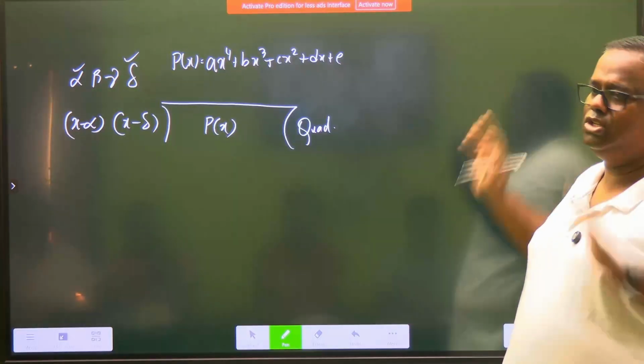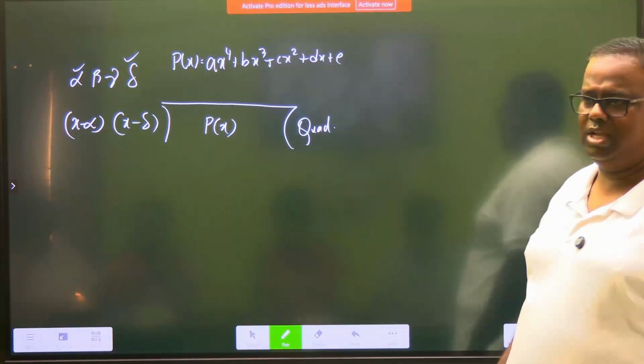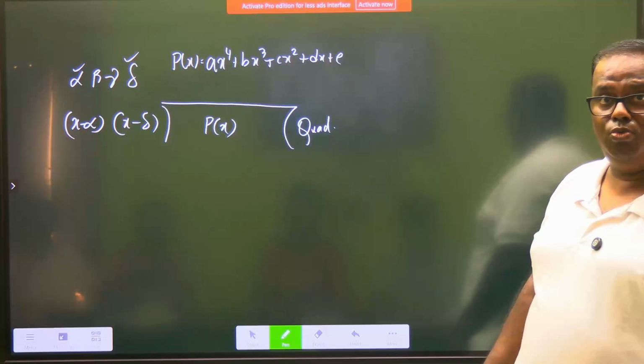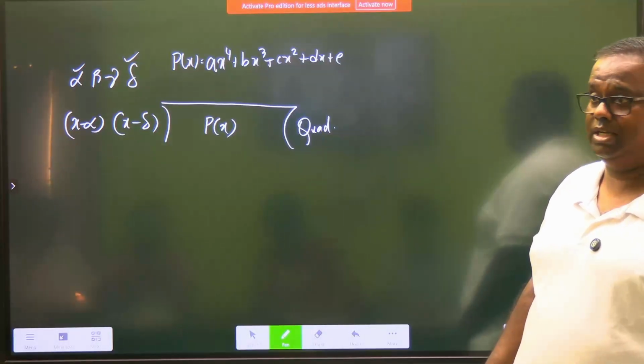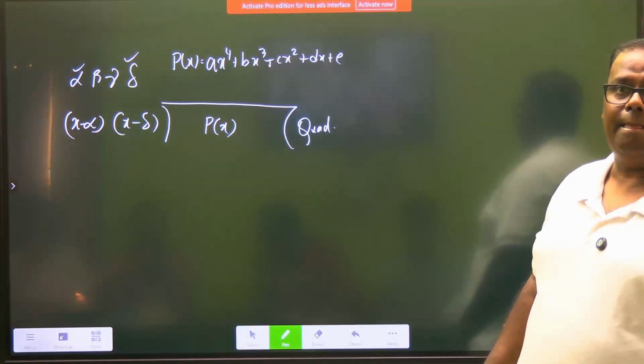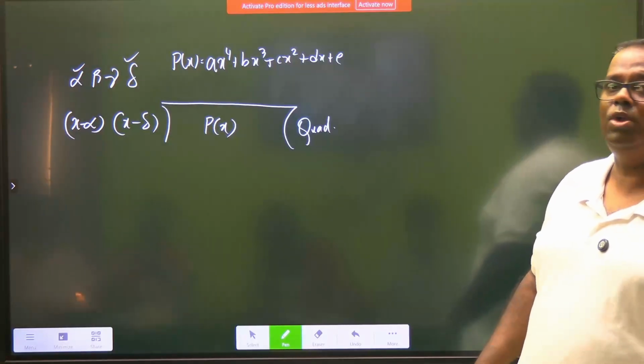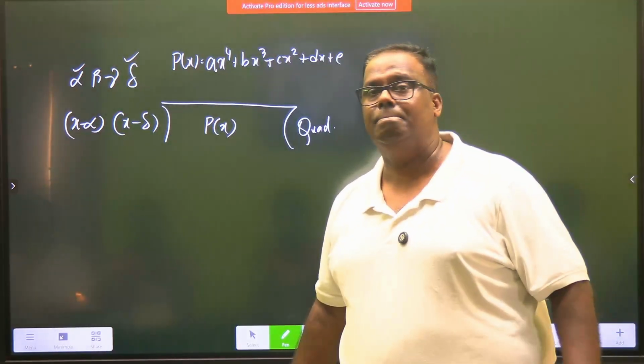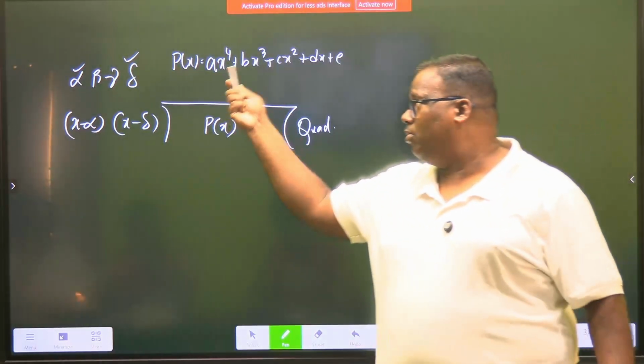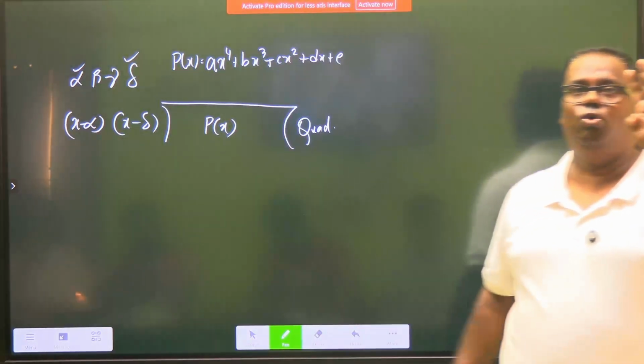Who has not understood? Tell me, I'll explain again. I have no issues. But don't go without understanding. It will become a big problem later. Can you explain quadratic? Which one do you want? Biquadratic. I have a biquadratic polynomial whose degree is 4.